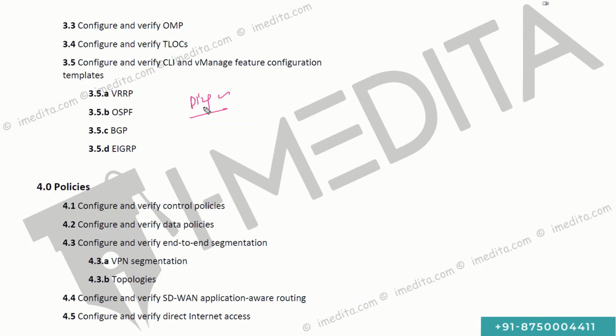So what we might want to do here is apply some policies, for example a hub and spoke policy, as in a typical DMVPN environment. All the policy related things we are going to talk about in the fourth unit.